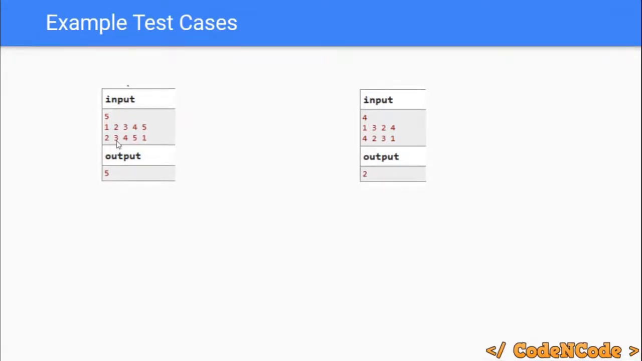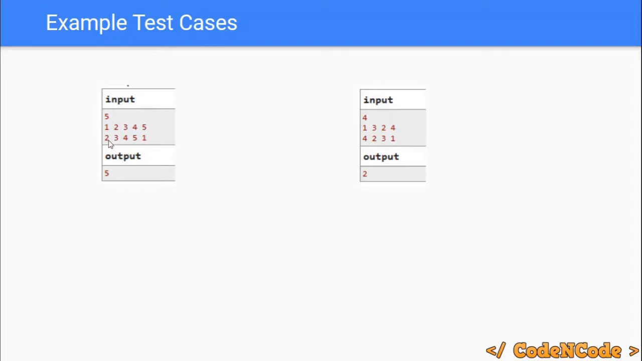So this is the example test case. Array A is 1 2 3 4 5. The important thing here is that arrays A and B are actually permutations of n. So all of the elements would be from 1 to n. So n is equal to 5, so all of the elements will be from 1 to 5. As you can see, in array A as well as in array B, all of the elements are just a permutation of n. Now array A is 1 2 3 4 5, while array B is 2 3 4 5 1. As it shows, the maximum matching we can obtain is 5.